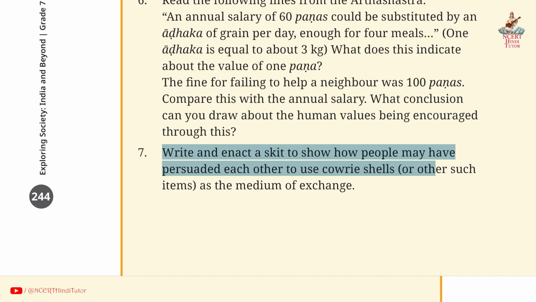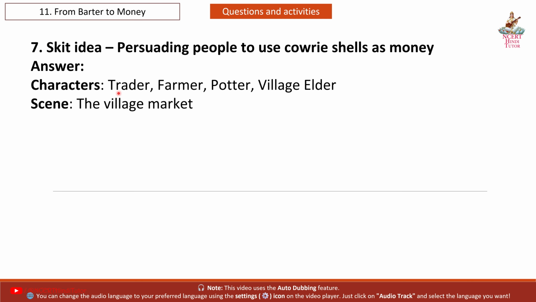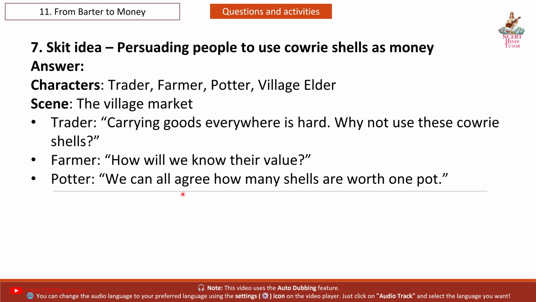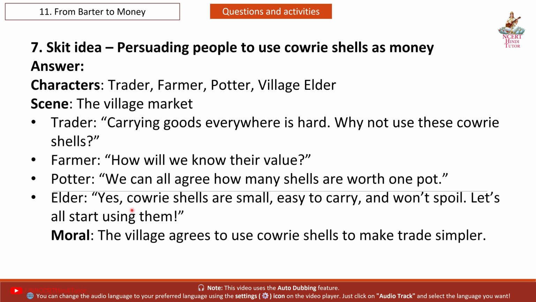Question 7. Write and enact a skit to show how people may have persuaded each other to use cowrie shells or other such items as the medium of exchange. Answer. Characters: trader, farmer, potter, village elder. Scene: the village market. Trader: carrying goods everywhere is hard. Why not use these cowrie shells? Farmer: how will we know their value? Potter: we can all agree how many shells are worth one pot. Elder: yes, cowrie shells are small, easy to carry, and won't spoil. Let's all start using them. Moral: the village agrees to use cowrie shells to make trade simpler.